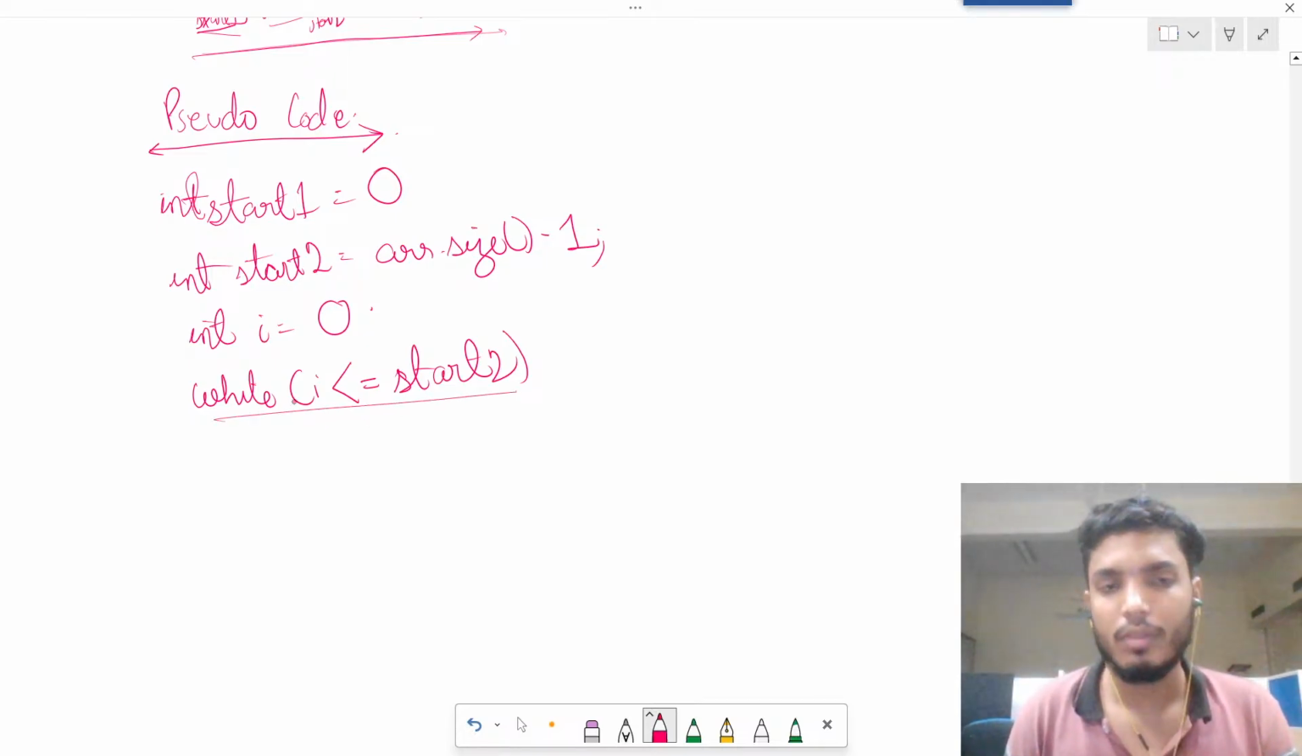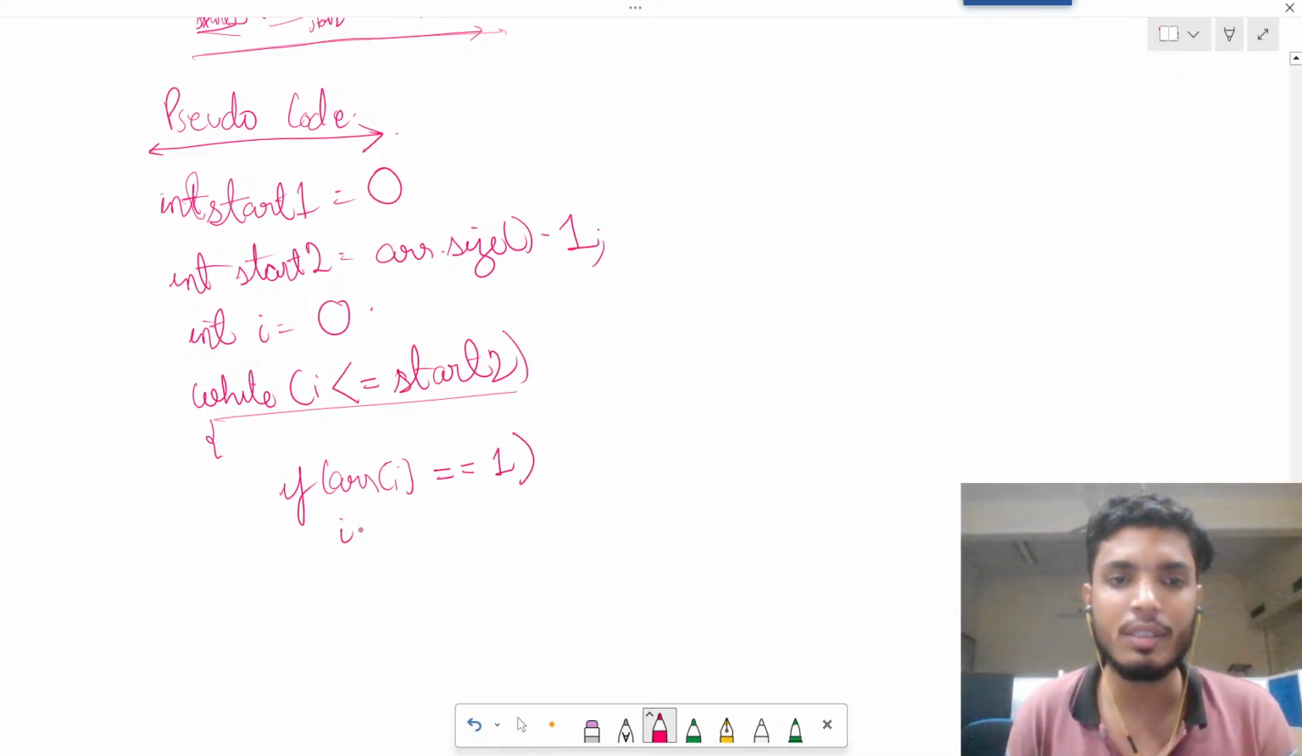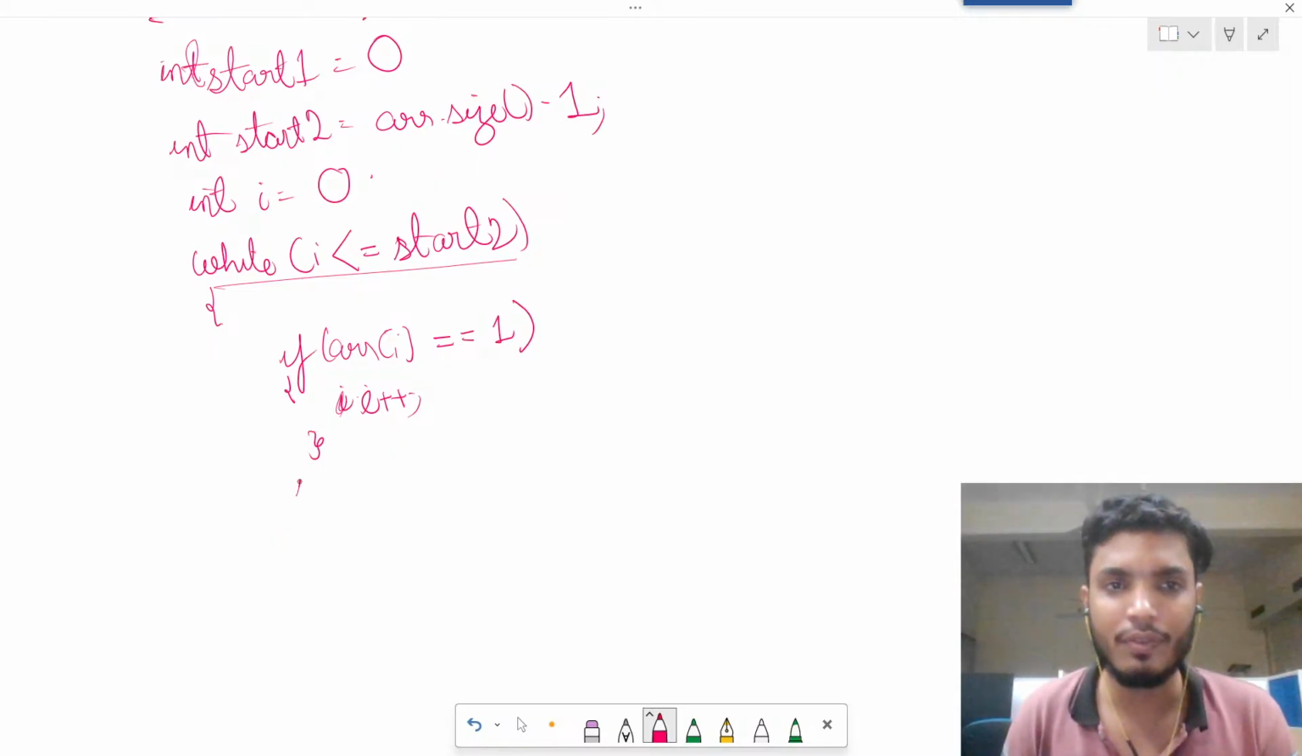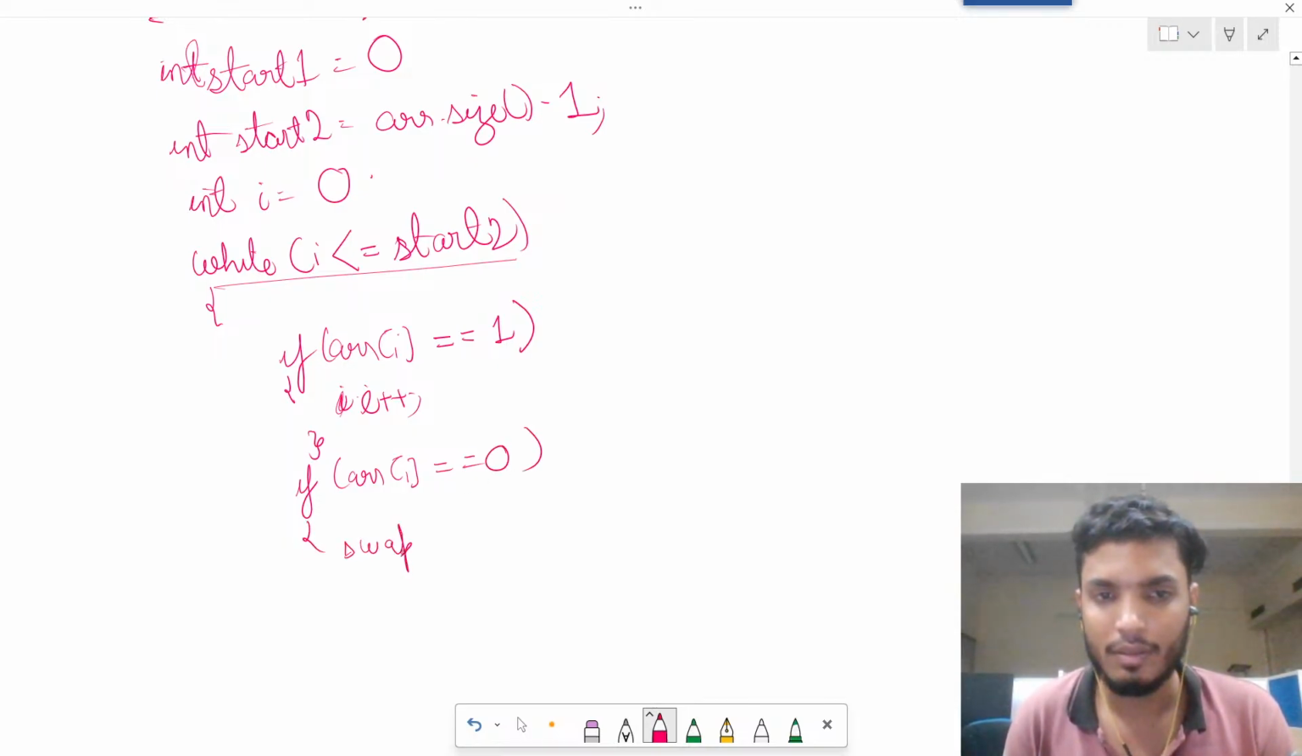Now what will happen is, you will be checking ARR of I. If it is equal to 1, you don't need to do anything, you just need to increase I plus plus. If ARR of I is equal to 0, then you need to swap ARR of I and ARR of start 1.